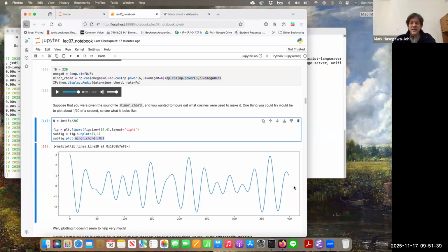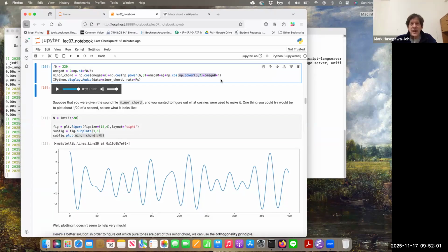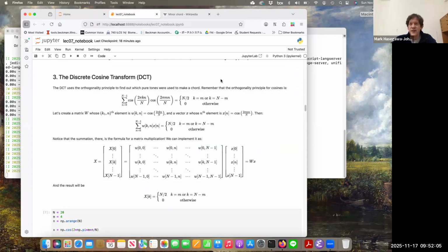And so the question that we want to solve in today's lecture is, how do we go from a signal that looks like this in the time domain to a representation that tells us it contains 220 hertz, 256 hertz, and whatever this frequency is, 300 something hertz, I guess. Let's find out what those frequencies are. And the way that we do that is using either the discrete cosine transform or the discrete Fourier transform.